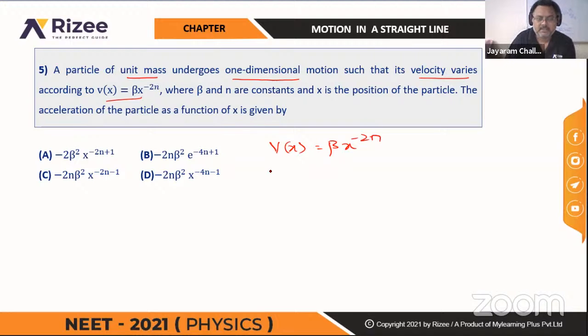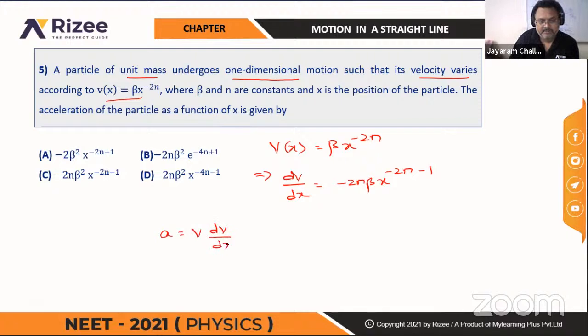How do you get the acceleration of the particle? Before going directly, I would like to differentiate dv by dx, that is, differentiate the velocity with respect to x. We'll get minus 2n into beta into x to the power of minus 2n minus 1. We know that for a variable acceleration, a is equal to v into dv by dx. Now substitute the values here to get the acceleration.